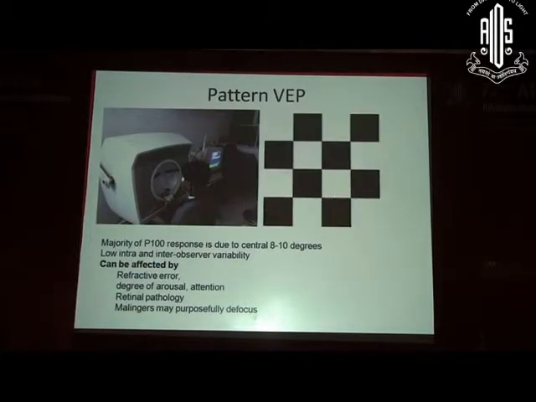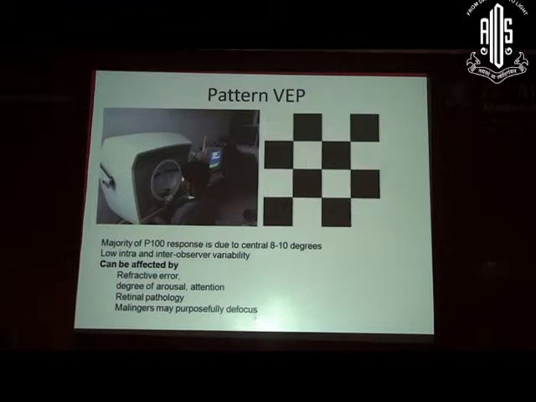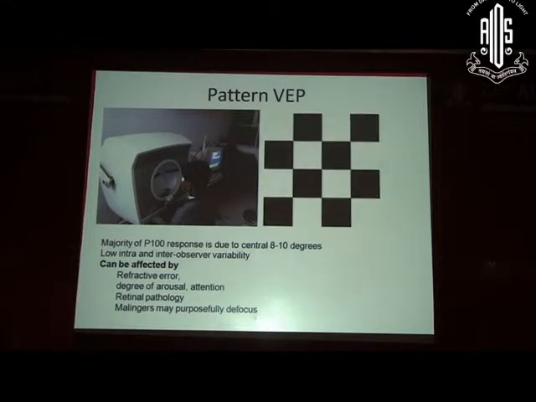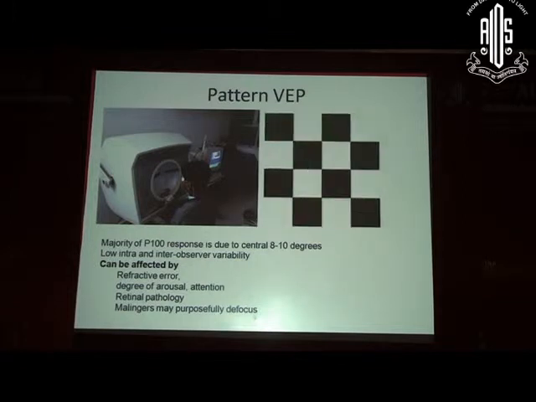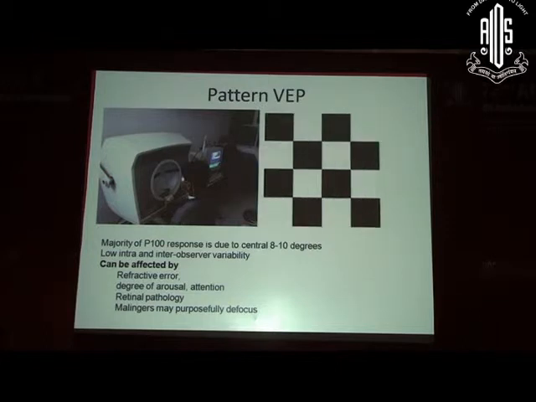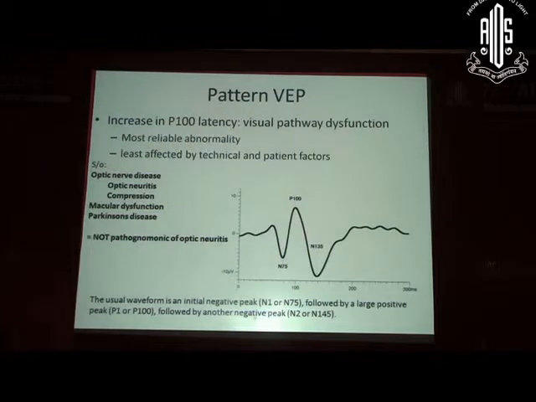The pattern shows you the alternating checkerboard, and it's essentially in the central 8 to 10 degrees that you're getting this response from. And here there is significant variability. Just within the patient itself, a repeat test may give you some amount of variability, and it's affected by refractive errors, attention, if the patient is not actually looking at the pattern and is looking elsewhere, the response will be different, retinal pathologies, and of course malingerers. A flash is better when you're suspecting a malingerer, because the patient can defocus or not really look at the target, and then you get an affected VEP.